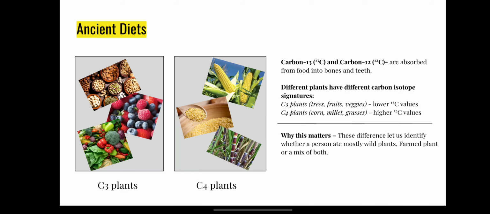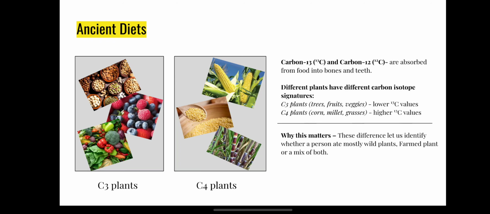One of the most important things isotopes tell us is what the fossil ate. When we eat plants or eat animals that ate plants, the carbon from that food ends up in our bones and teeth. Scientists look at the ratio between two carbon isotopes, carbon-13 and carbon-12. Different types of plants absorb these isotopes in different ways. C3 plants like fruit, nuts, and berries leave behind lower carbon-13 rates. These are common in wild environments, which is a typical hunter-gatherer diet.